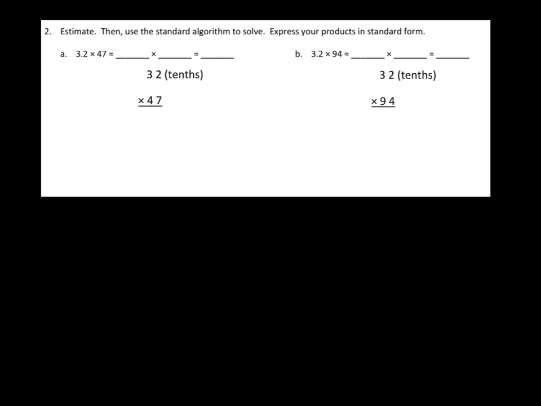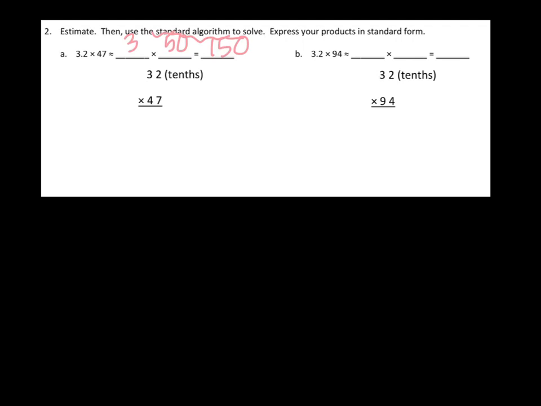Let's look at problem 2. Problem 2 is very similar to problem 1, except you're not drawing the area model. It says estimate, then use the standard algorithm to solve. Express your products in standard form. So we have 3.2 times 47. 3.2 can be rounded to about 3, and 47 could be rounded to about 50. So 3 times 50 would be 150. Our answer has to be somewhere around 150.